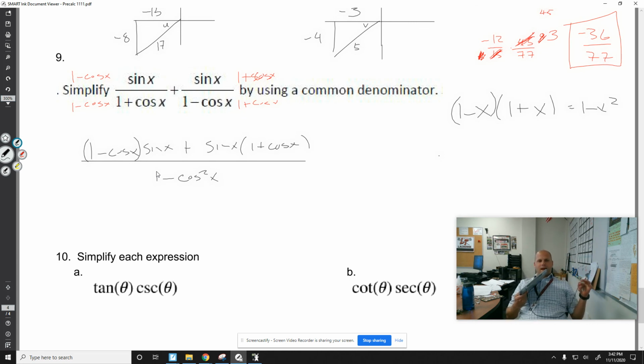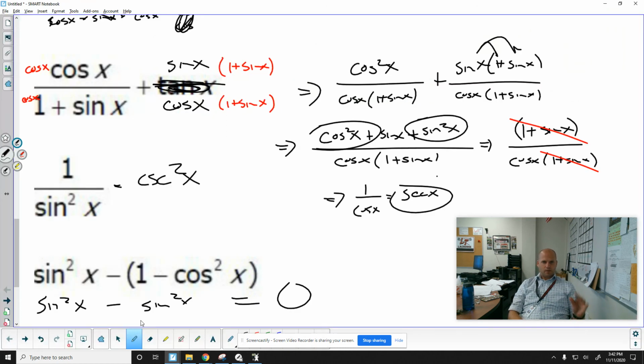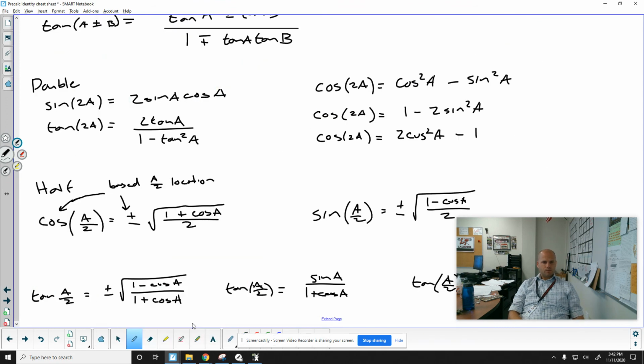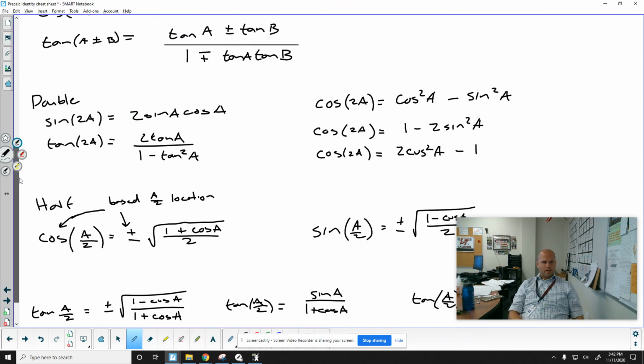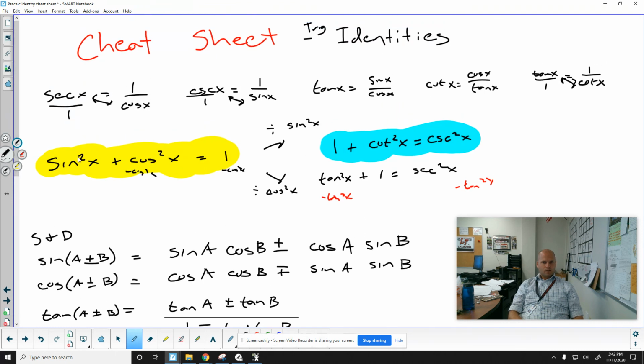Okay, now, great. What do I do with that? Well, I know 1 minus cosine squared is sine squared. I'm going to do that for a reason. Not this one. This one. 1 minus sine squared is cosine squared. Move the sine squared over, 1 minus sine squared is cosine squared.